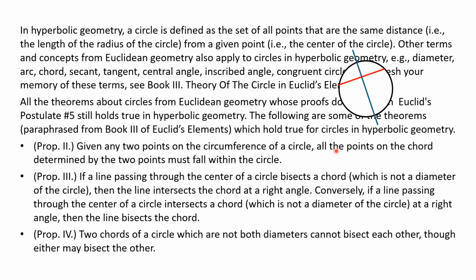2 chords of a circle which are not both diameters cannot bisect each other, although one may bisect the other. So I'm showing here another chord in green, and the green chord bisects the red chord, but the red chord doesn't bisect the green chord. This proposition is saying that's always true. You can't have 2 chords that bisect each other unless they're diameters.